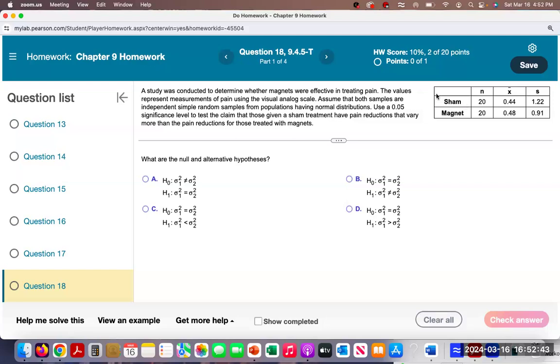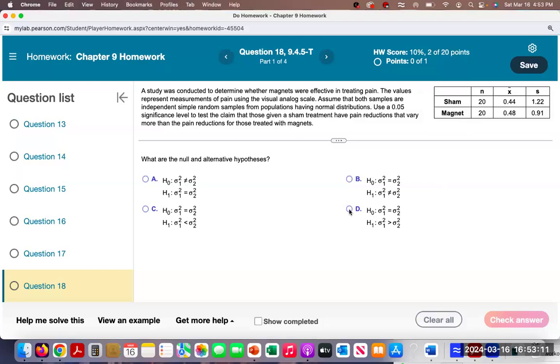So let sample 1 be the sham and sample 2 be the magnet. So variance 1 and variance 2. So the claim is that those given sham treatment have pain reductions that vary more than the pain reductions for those treated with magnets. This is expressed in symbolic form as variance 1 is greater than variance 2. So it would be D.